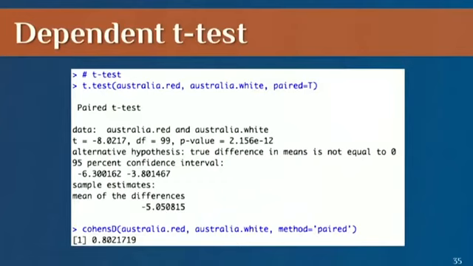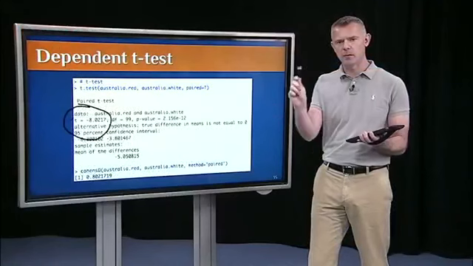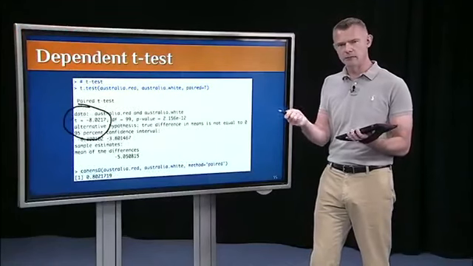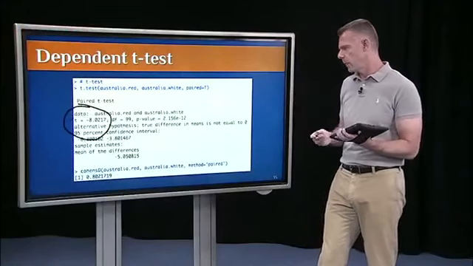Here's the actual t value. It's negative 8.0217. Why is it negative? Well, just because I put the red first and the white second. It's completely arbitrary in this case. I could have flipped them around and it would be positive 8. Doesn't really matter in this case.